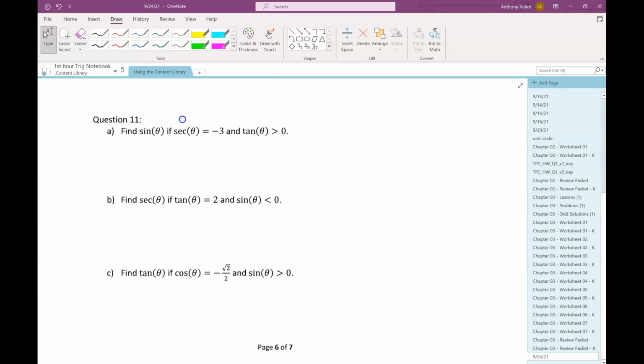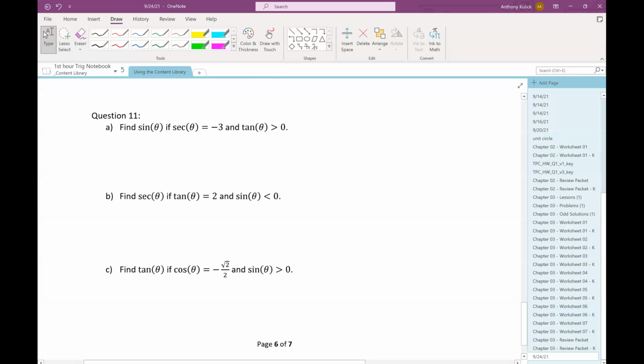Okay. So it says here, find secant theta if tangent theta is equal to 2 and sine theta is less than 0. This is definitely the kind of question that I'd expect you to be able to do on the test. So this is a good one to ask about.